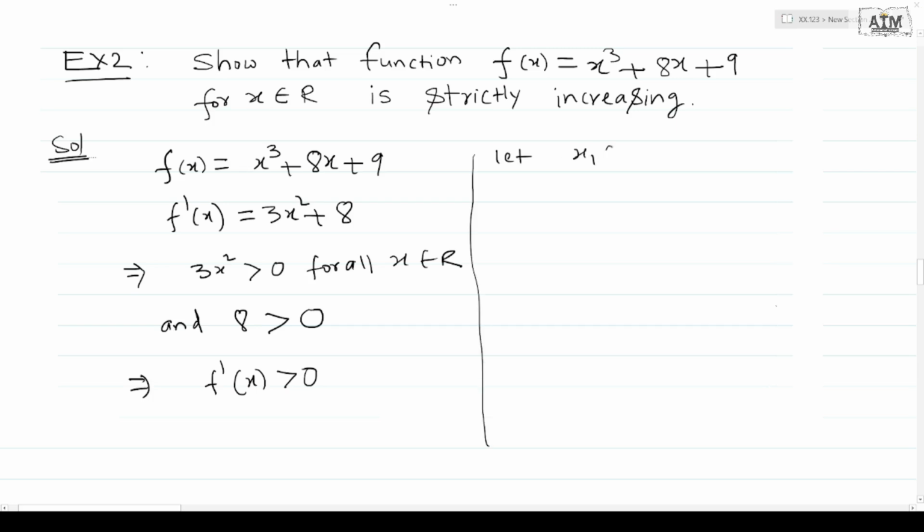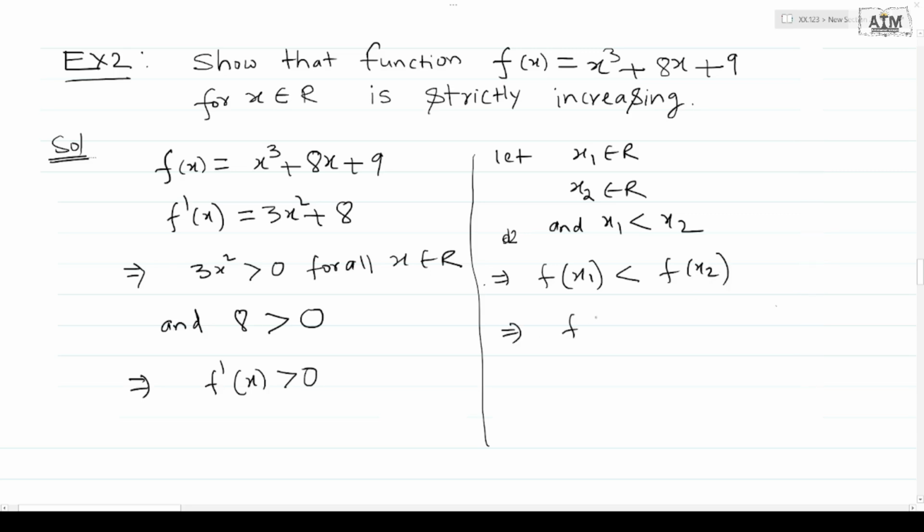Let x1 belongs to R, x2 belongs to R, then x1 is smaller than x2 implies f of x1 is smaller than f of x2, implies f of x is an increasing function, strictly increasing function.